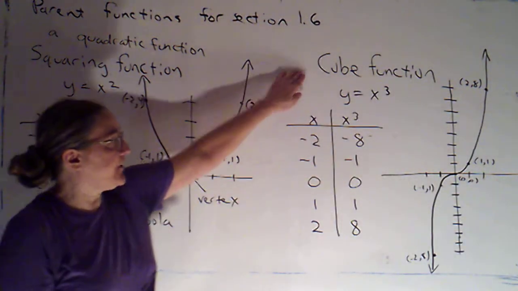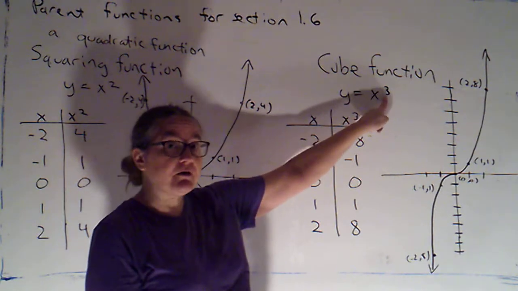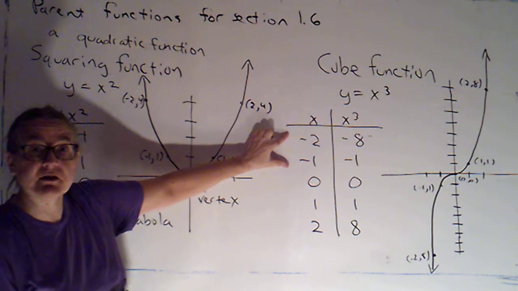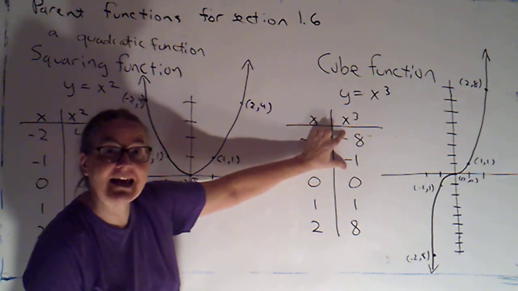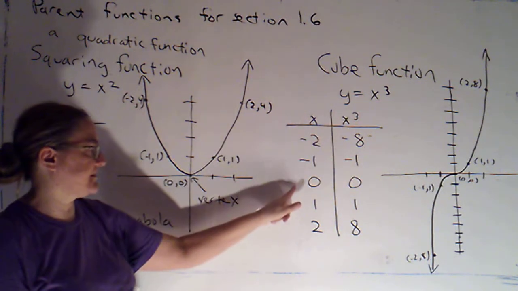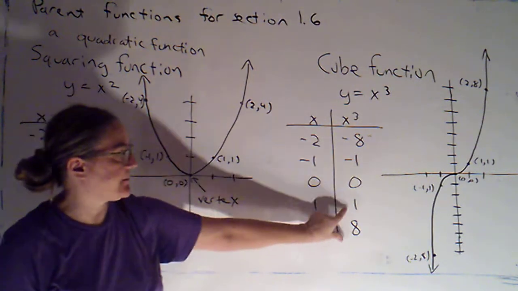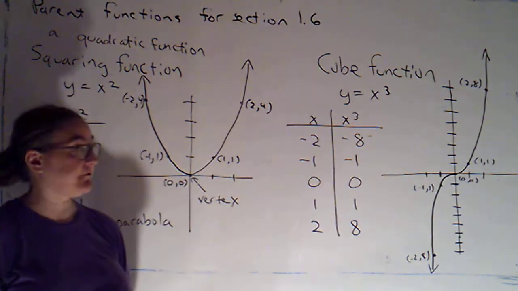For the cube function, since this is an odd power of x, the sign is preserved. So when I plug in a negative number and cube it, the y value that I get is negative. Of course, 0 to any power is just going to be 0. And then when I plug in positive numbers, I get something that's positive.